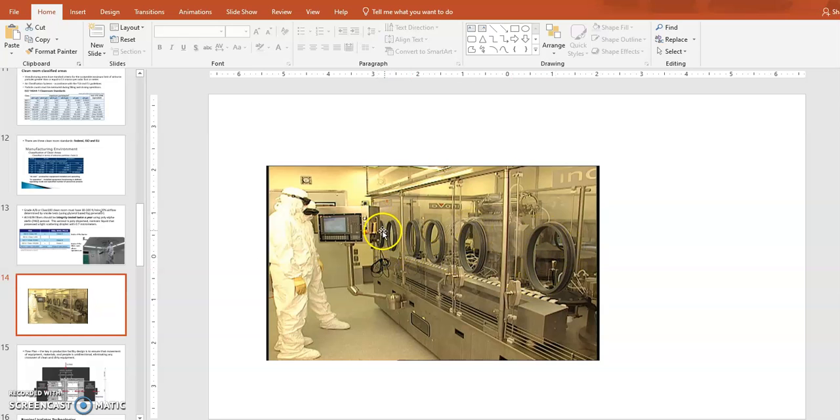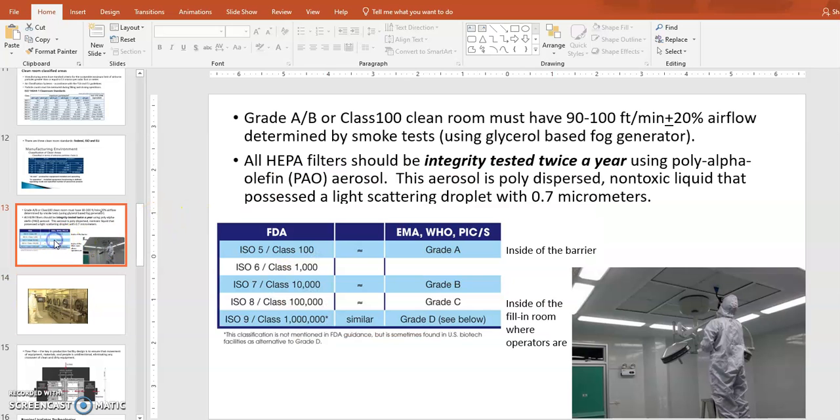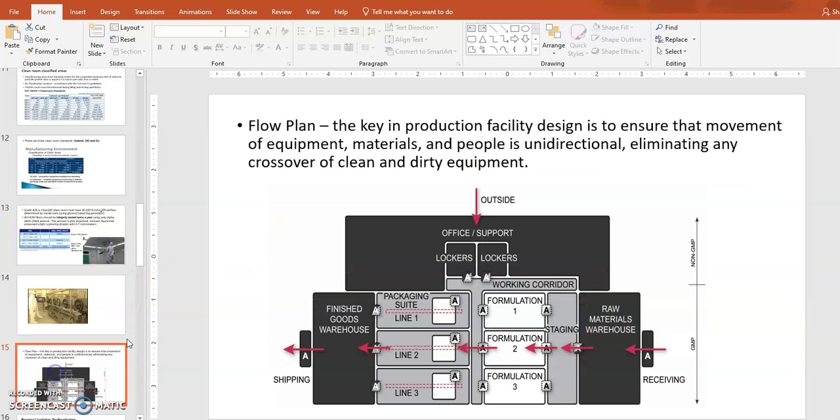Okay, but if it is during the process of manufacturing, this should have the gloves all filled in, and the filling should take place in there. So we're talking about inside of this filling machine. That is the cleanest area. That's probably grade A, ISO 5, class 100. Okay.